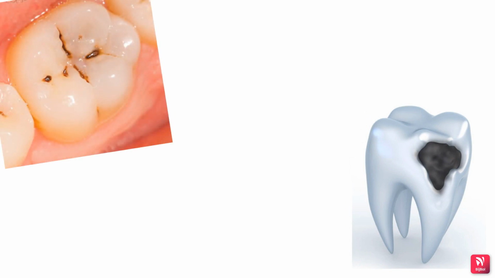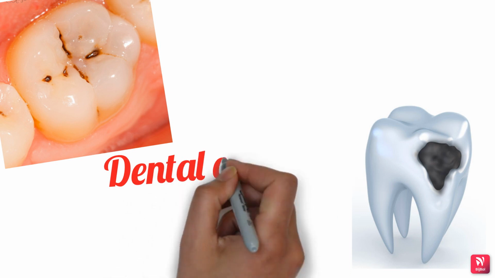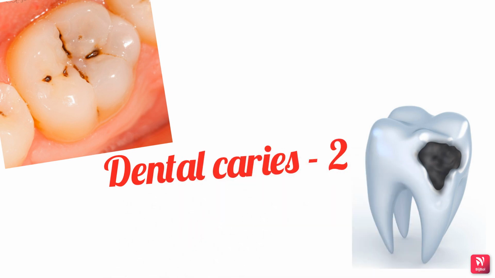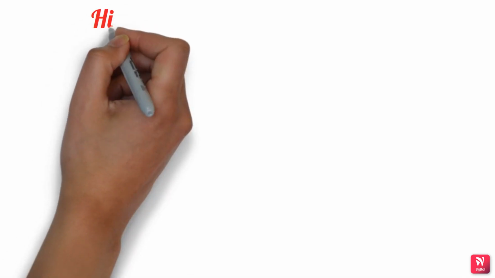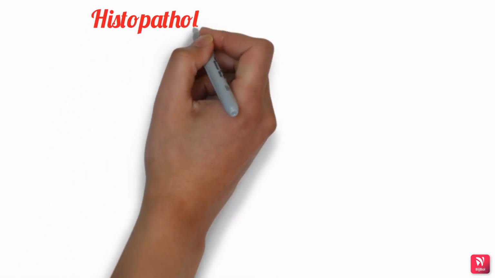The present topic of discussion is on part 2 of dental caries. So here in this part we will be discussing the histopathology of dental caries, wherein we will see both caries of enamel and dentinal caries, and also we will add about caries activity tests. So now let's look into histopathology of dental caries.